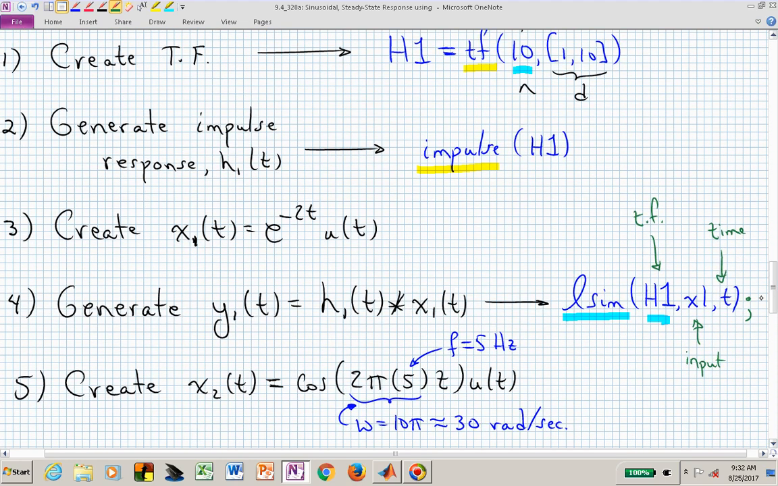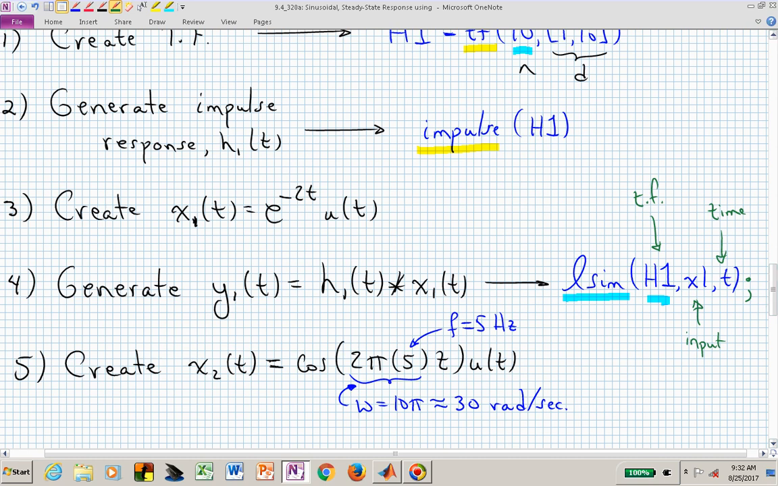Then we want to shake the system with a sinusoid. In this case, it's a cosine waveform with a frequency omega of almost 30 radians per second. We have a frequency of 5 hertz, so 2 pi times 5. Here I'm approximating pi to be 3. Maybe that's a gross approximation, but that's close enough for what we need to do today.